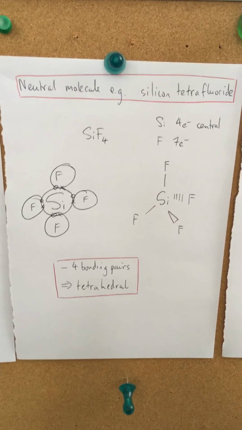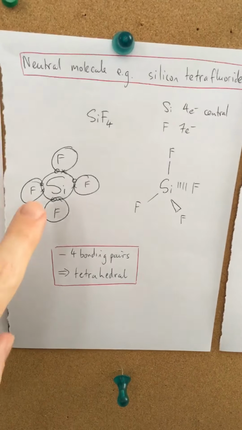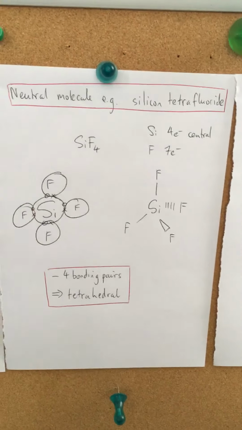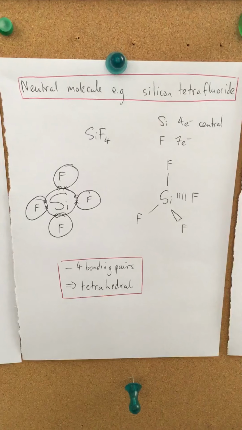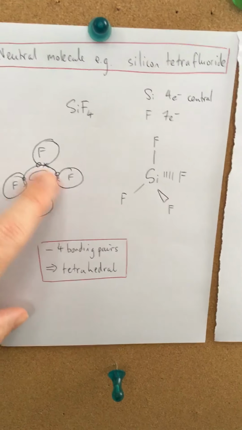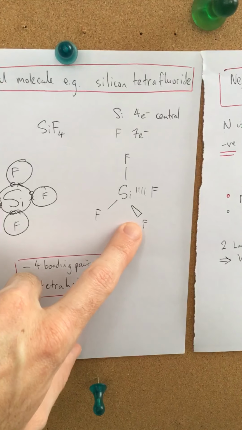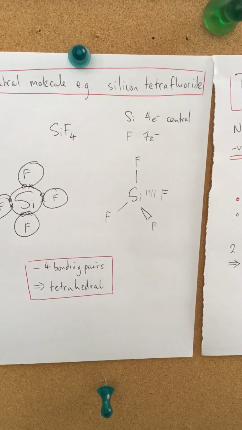So then I always draw the dot and cross diagram first. That really gives me the idea of what shape it is. I've drawn the dot and cross here, silicon sharing 1, fluorine giving 1 back. You don't need to draw the electrons around the fluorines or the lone pairs, because it's the central atom we're interested in. So it's got 4 bonding pairs according to the dot and cross diagram. That means it's the tetrahedral structure. So you draw that structure and that one's done.